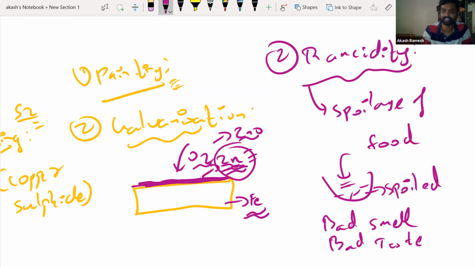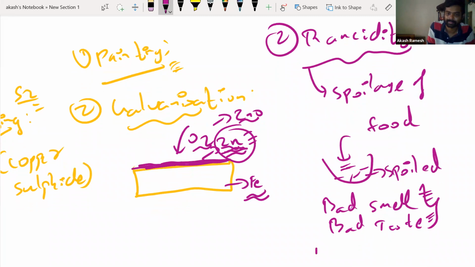So all you have to understand is rancidity means the phenomenon of food getting spoiled. And if it happens, the food will smell bad, it will taste bad, the texture changes. If at all you have rice, you leave it open, and tomorrow morning you will see that it would have become like a semi-solid thing. So that's what I'm telling you. The texture changes. Now, why is it happening?